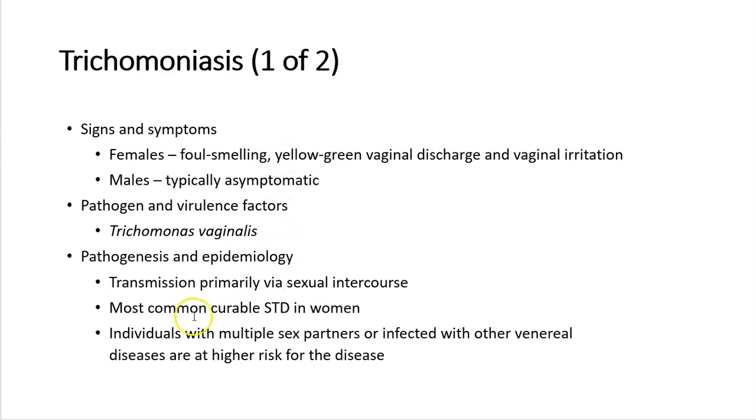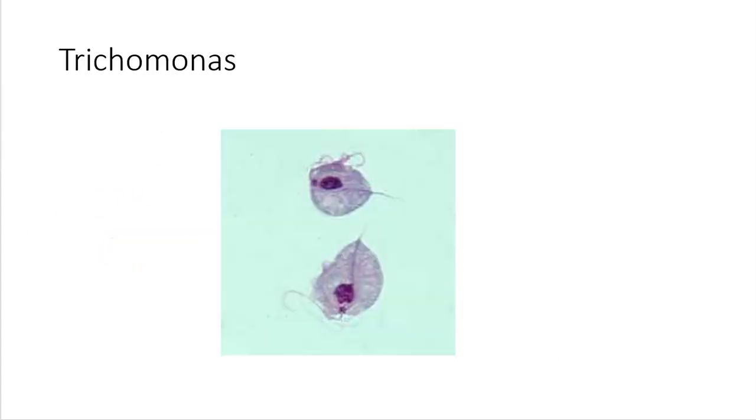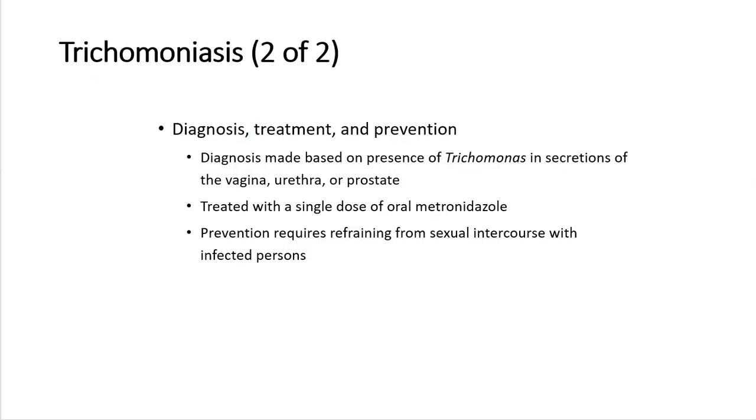Okay. Again, transmission via sexual intercourse. It is curable. Usually, it's individuals with multiple sex partners or infected with another venereal disease at a time who are at higher risk. That's what it looks like, and we can actually see this sometimes if we get a urine specimen that is contaminated with a vaginal discharge, which is not unusual. We can actually see these guys swim.